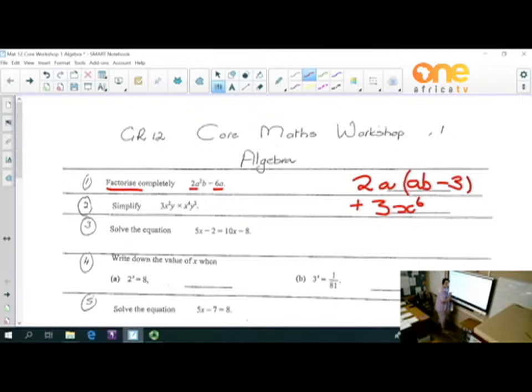I add like terms, only x and x, and then y and y. If there's nothing, there is a 1. So it is then y to the power of 3. Question 3.